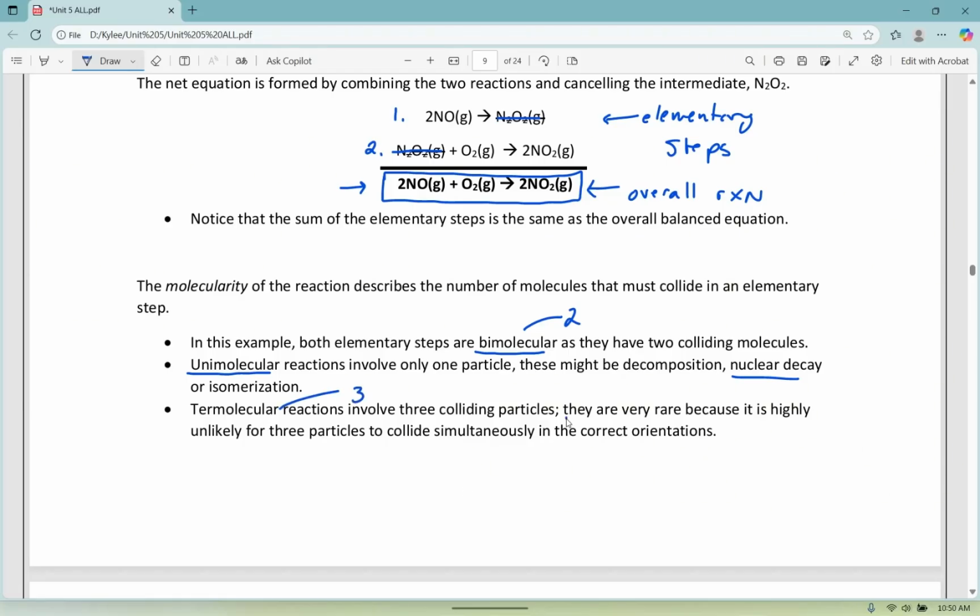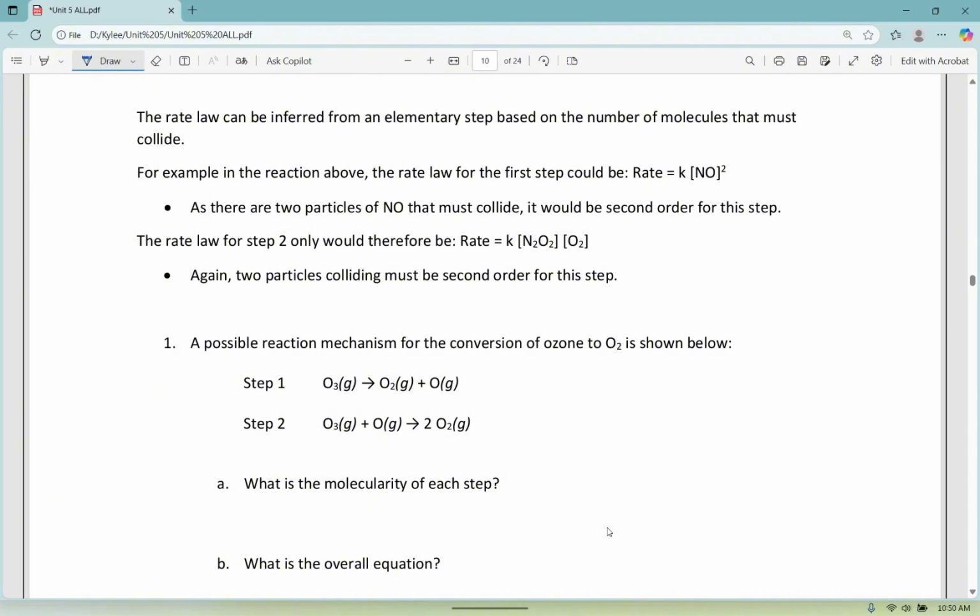And again, these are very rare because it's highly unlikely for the three particles to collide with enough energy and in the proper orientation like we talked about in 5.1. Those are the things that have to happen: collisions, enough energy, and orientations. And so termolecular reactions are very rare. The rate law can be inferred from an elementary step based on the number of molecules that collide.